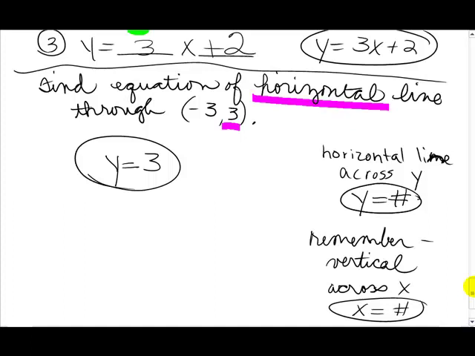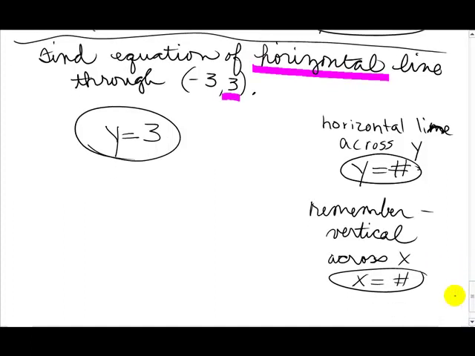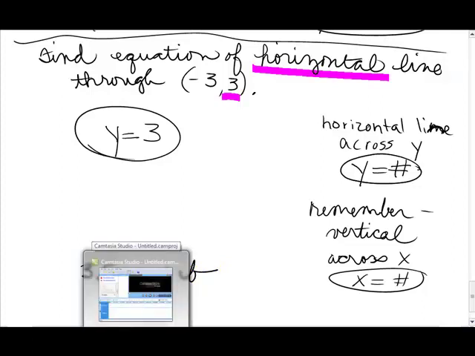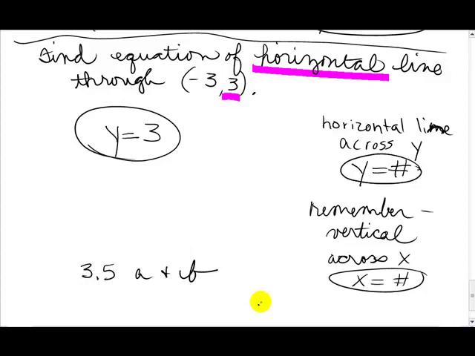Alright, good luck with this homework. So this finishes 3.5A and B. Your next section will be in chapter 4, but it will also be about graphing. It's very important that you get this homework done so that you'll understand what's going on when you move on to the next section.